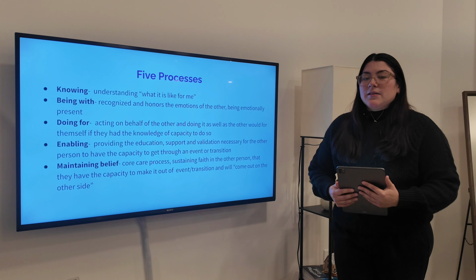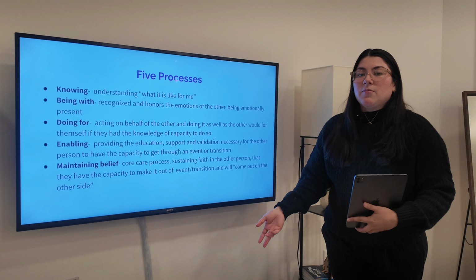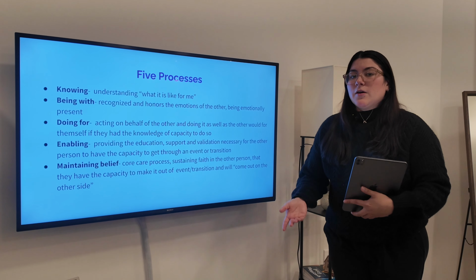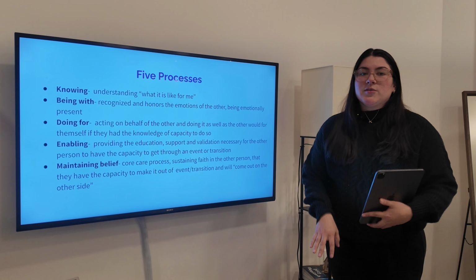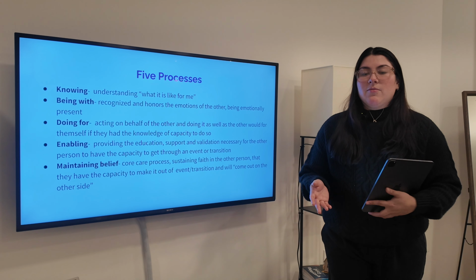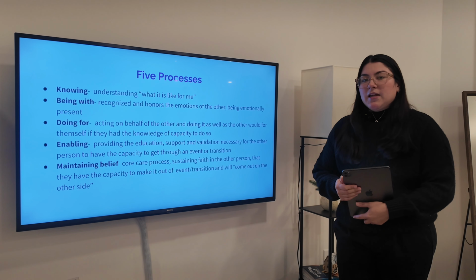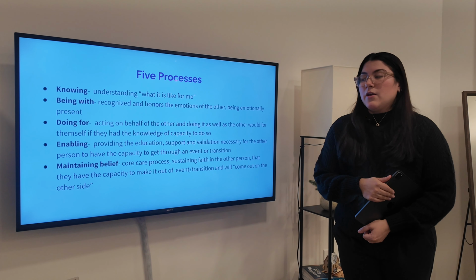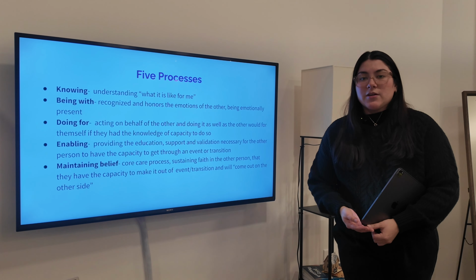Doing for is the nurses doing things for the patients the way that the patients would do it for themselves if they were capable or had the knowledge to do it. For example, if a patient is unable to clean themselves properly, it would be a nurse cleaning them just the way the patient would. For enabling, it is providing the patient education, support, and validation necessary for the patient to have the capacity to get through their disease or their diagnosis.